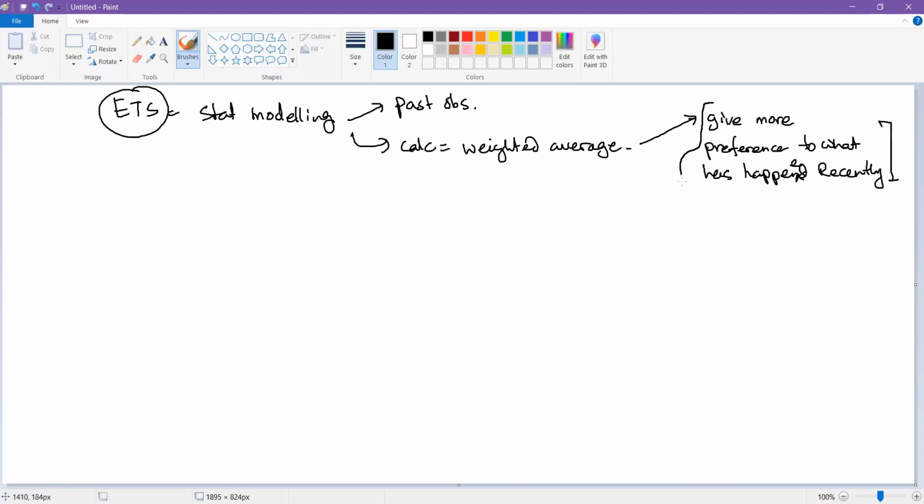So this smoothing method, or the statistical modeling method, is going to take past observations as the input. Obviously, this I get from my time series data itself, right? Nothing fancy.